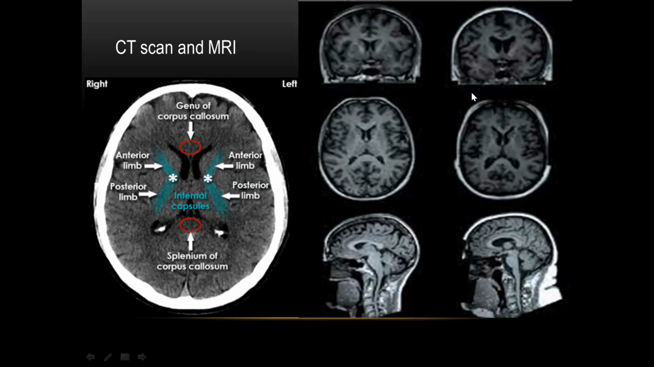Here are sections of T1 MRI: coronal, axial, and sagittal. In the sagittal section, this is the corpus callosum: the rostrum, genu, body, and splenium. This is the fornix of the lateral ventricle. Here is the internal capsule, anterior limb, genu, and posterior limb. The anterior limb lies between the caudate nucleus and the lentiform nucleus.